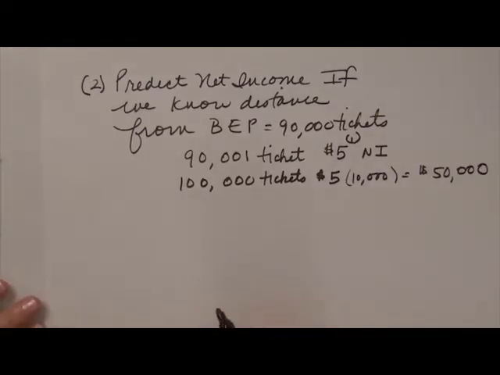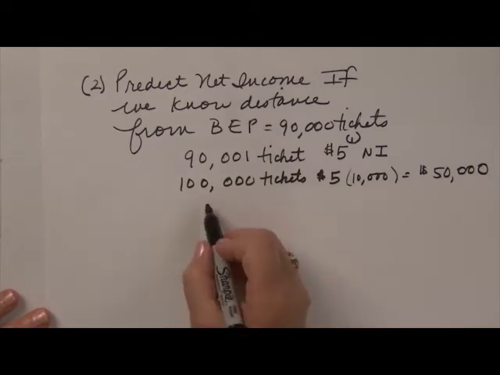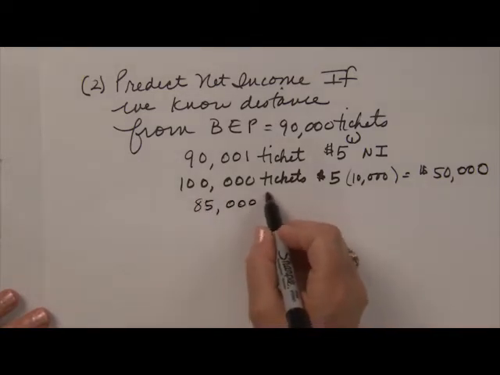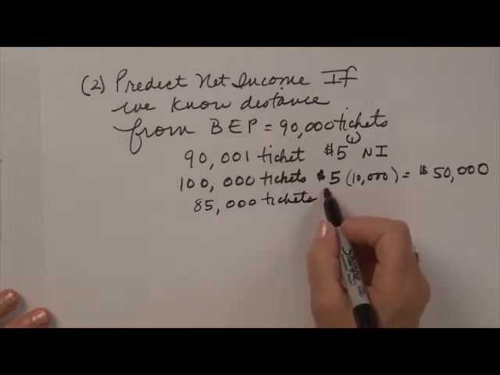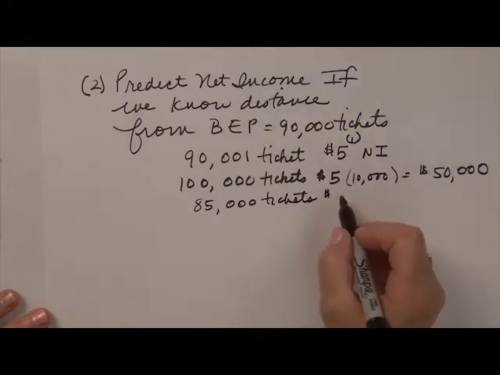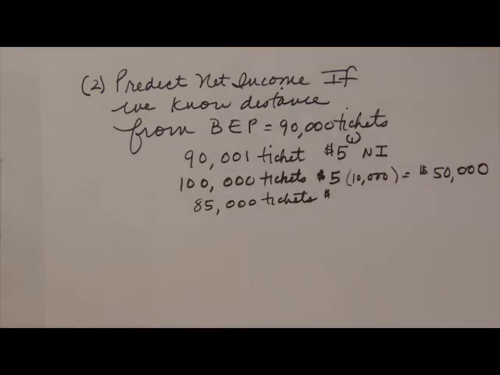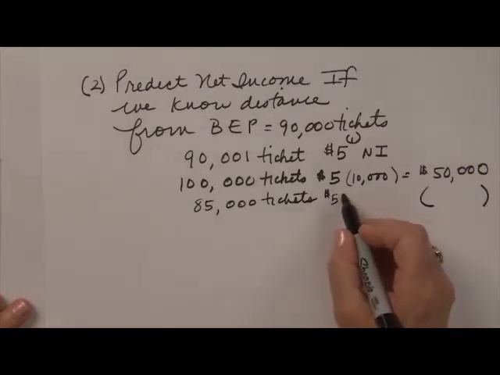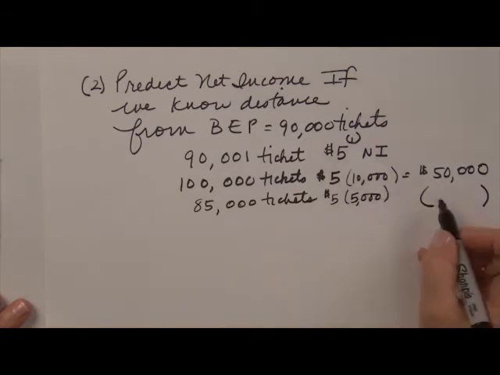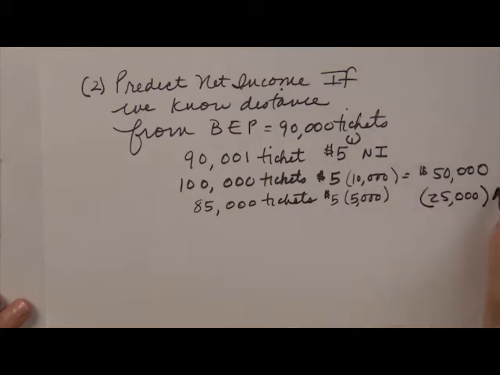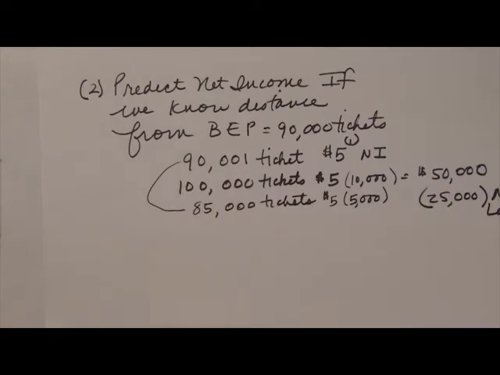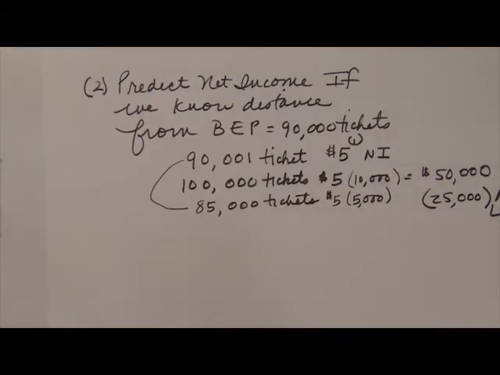Now let's go the other direction. What if we come up short on our net income? What if we sold 85,000 tickets? Then we are short by 5,000 tickets, and that tells us right away we're going to be in a loss situation. So we're going to have $5 times 5,000 tickets that we're going to come up short, and we will have a net loss. Again, this is made very easy because I know that I was 5,000 units shy of the break-even point. 5,000 units times $5 gives us the $25,000 net loss.